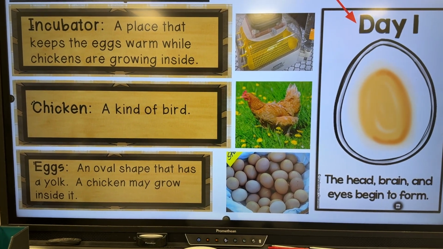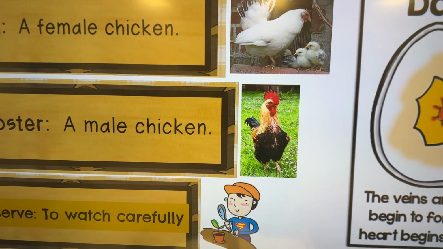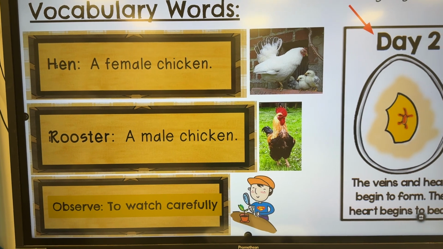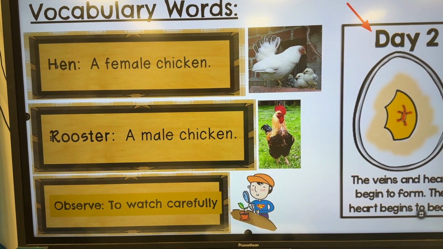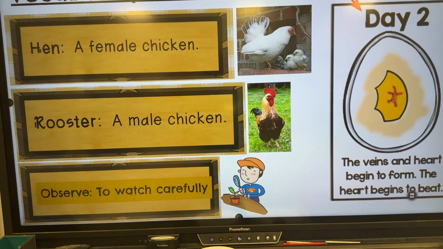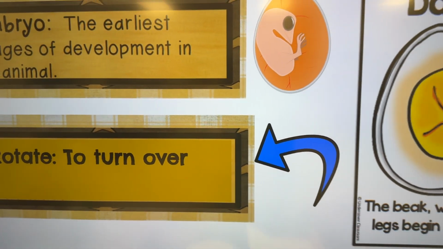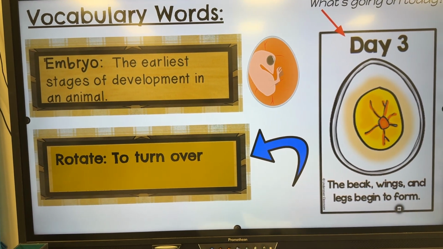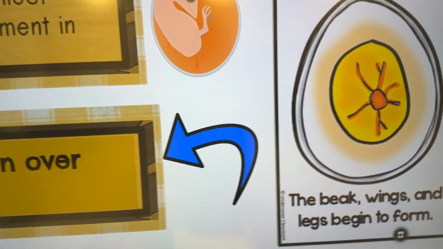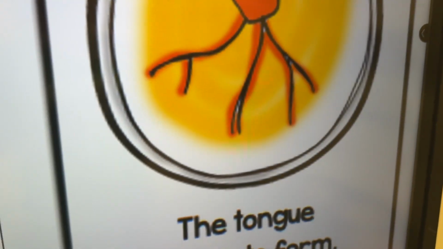Incubator, chicken, and eggs were our vocabulary words for day 1. Day 2, we learned that a female chicken is called a hen. A male chicken is called a rooster. We're going to be talking about that a lot today in our writing. And then observe means to watch carefully. Day 3, we learned what the word embryo and rotate mean. We also learned that the beak, wings, and legs were beginning to form on day 3.